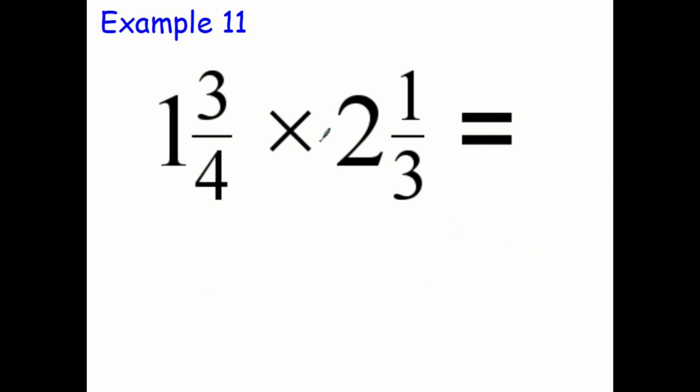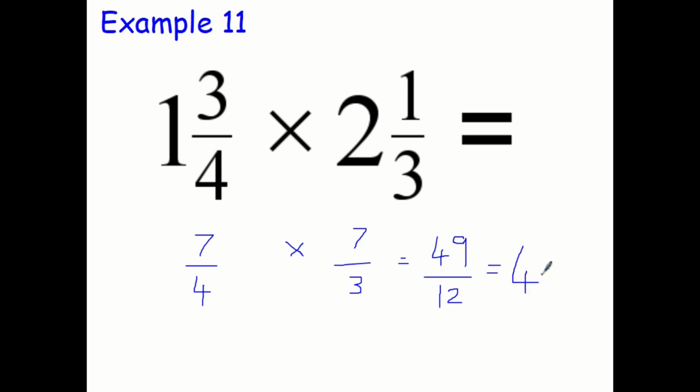Example 11, I've got two mixed numbers here, so I recommend you convert them. So that is going to be 7/4 multiplied by 7/3. 7 7s are 49. 4 3s are 12, making that 4 wholes and 1/12 left over.